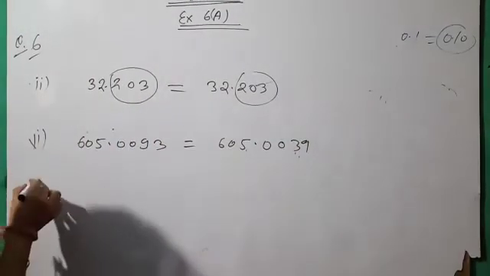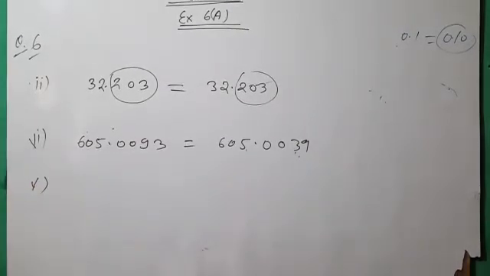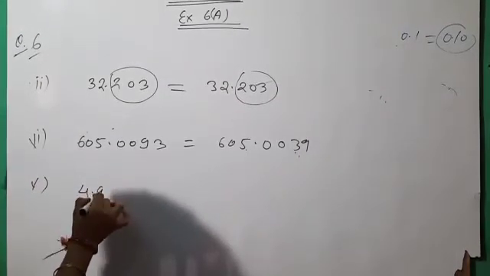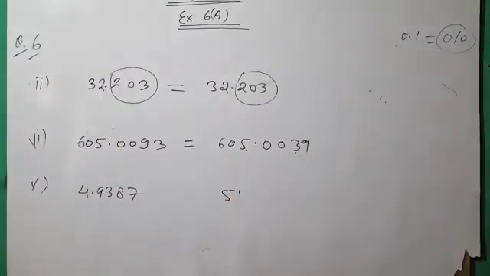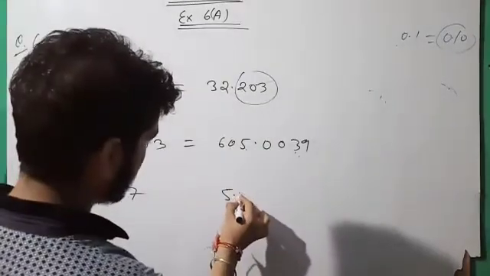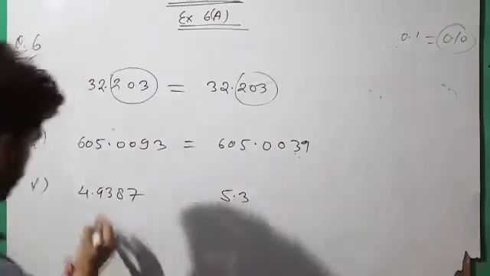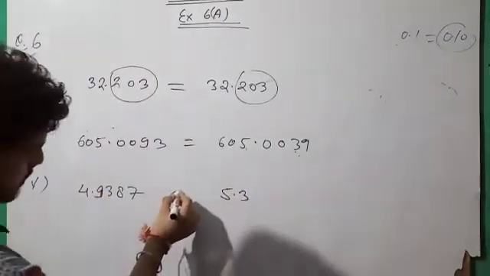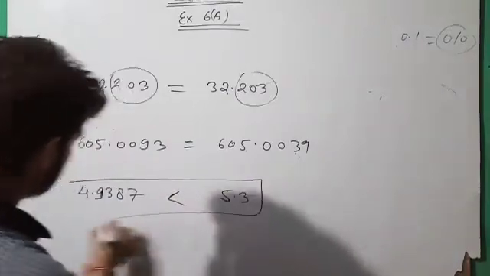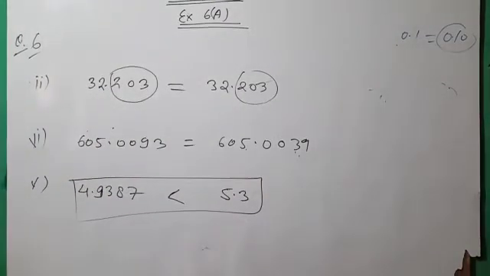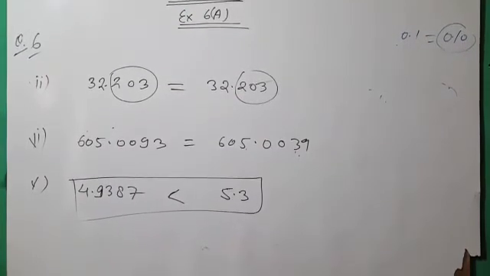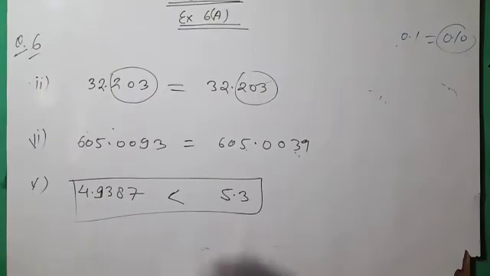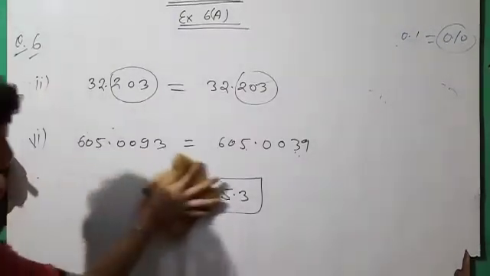The fifth one is important. 4.93 and second one is 5.3. Here 5 is greater than 4. Very simple. Now question number 8. Arrange the following decimals in order of size starting with the largest. Means we have to convert.